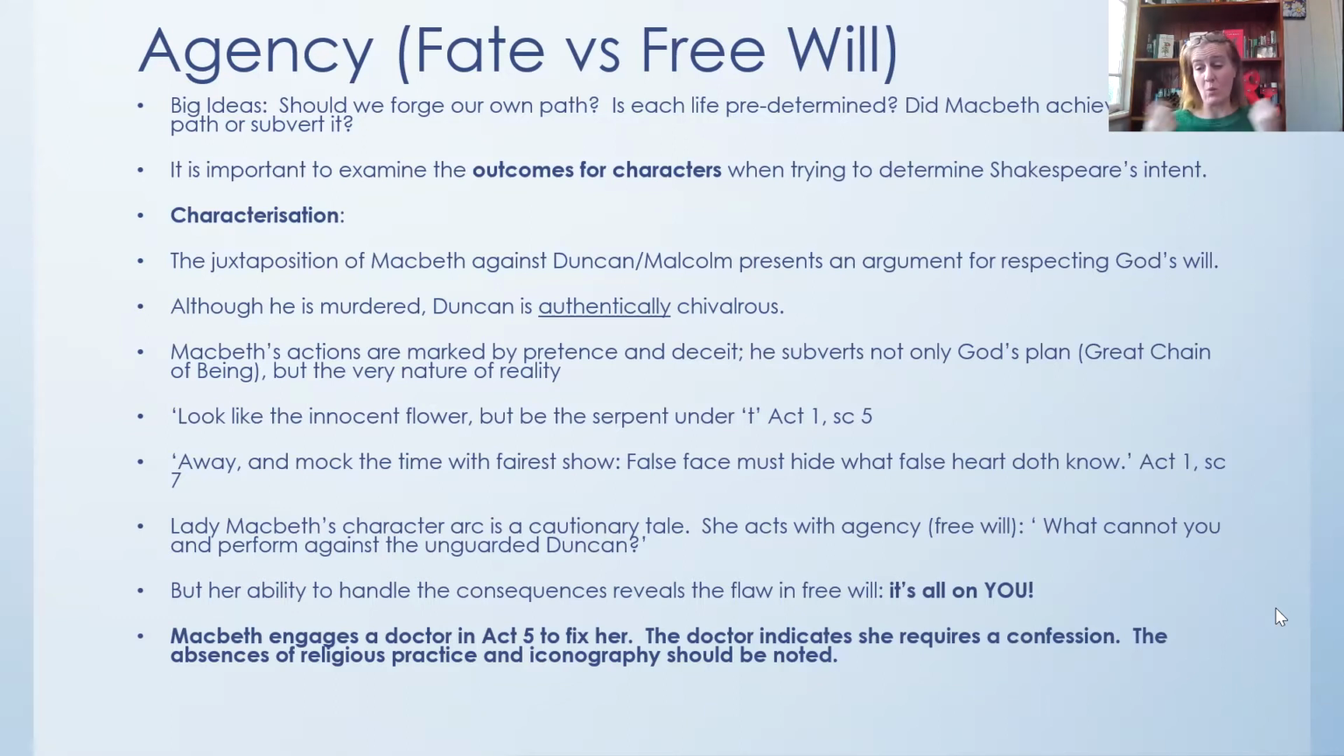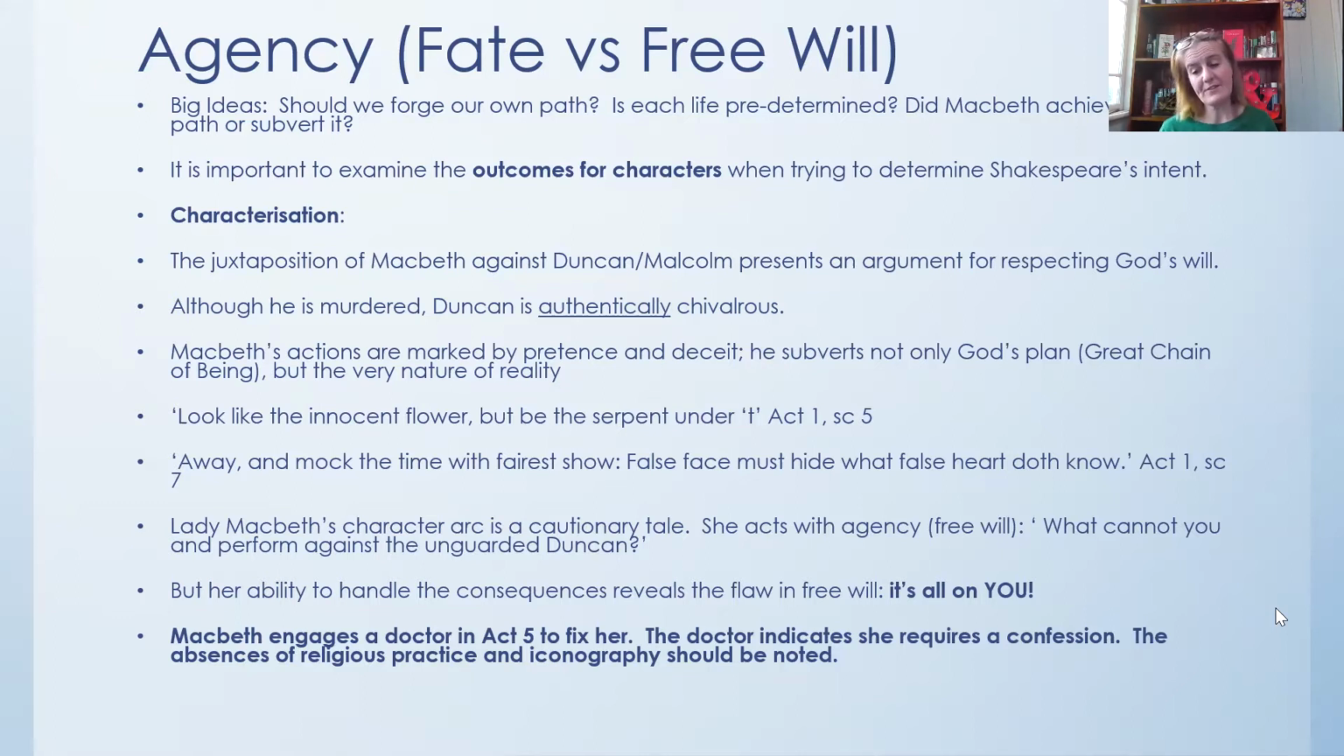So we see Lady Macbeth prepared to do just about anything, to take agency over her actions. What cannot we do, what cannot you and I perform against the unguarded Duncan? So who cares what people think? We've got control of ourselves. But by Act 5, it's really clear that the impact of her actions has eroded her sense of sanity, eroded her sense of reality, and she isn't able to cope with the consequences.